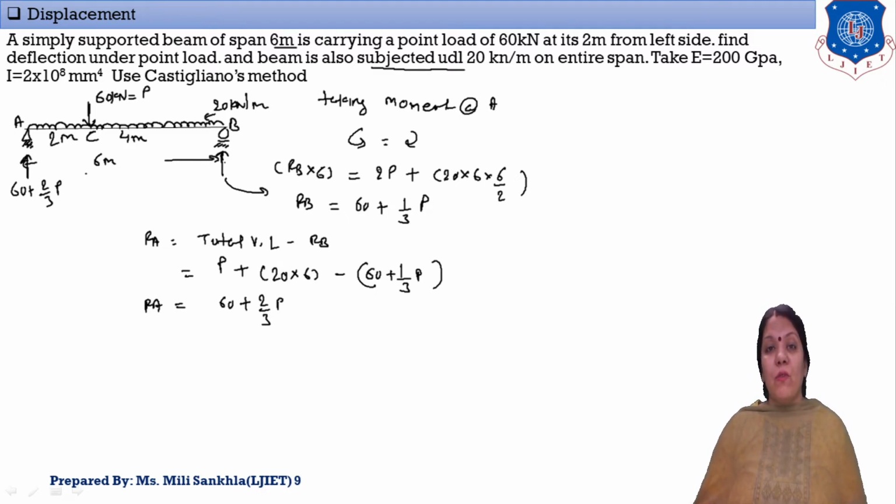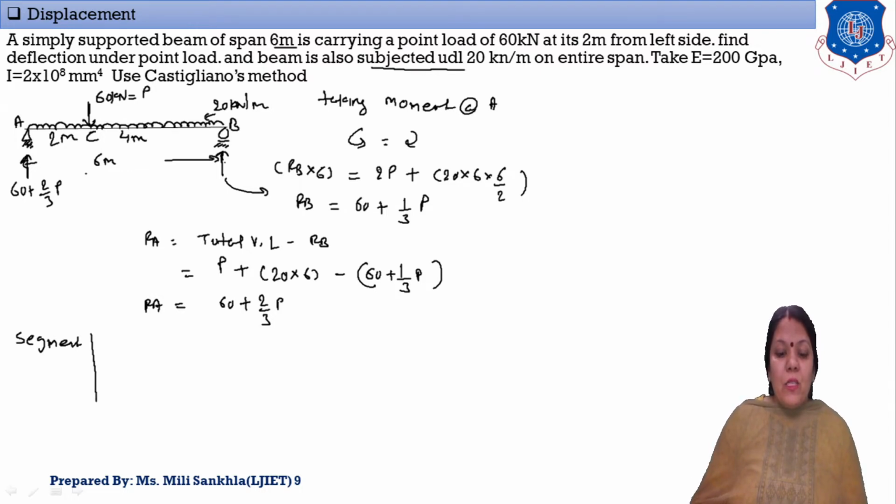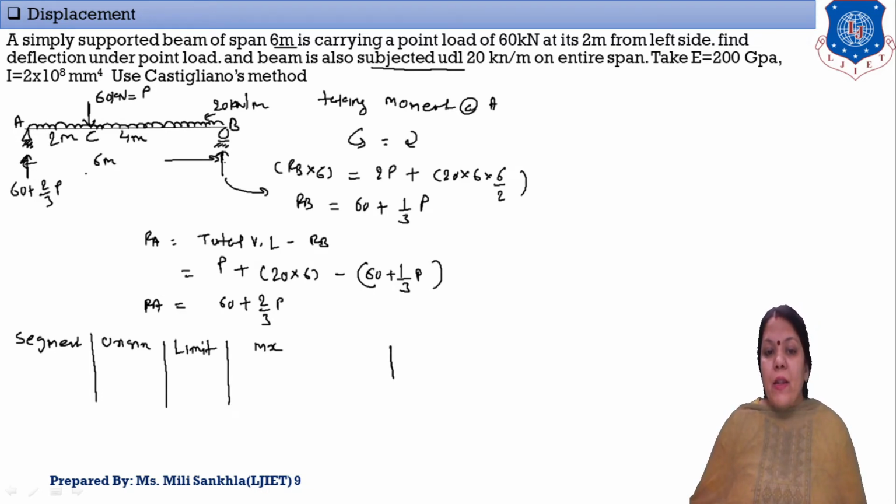Now we make the equation of moments. First of all we make our table. Write down the segment, second the origin point, then the limit. After that we make the equation of moment, and lastly differentiate this equation of moment with respect to the load, because we find the deflection. Now the first segment is AC.